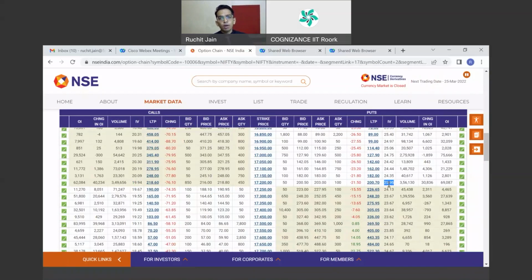If these IVs go up from 22, they become 23, 24, 25, 27, 28, 30, 35. If the IVs go up, then premiums will become more and more expensive. And if the IVs go down, now they are at 22, so if it goes down to 20, 19, 18, 17, 15, then options premiums will become cheaper.